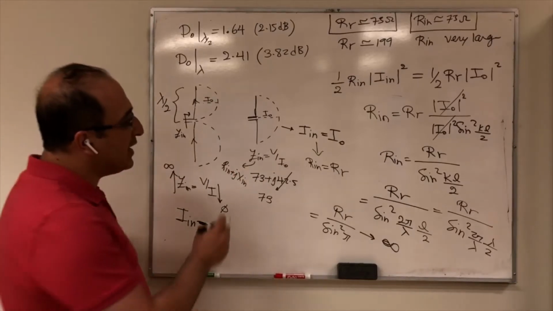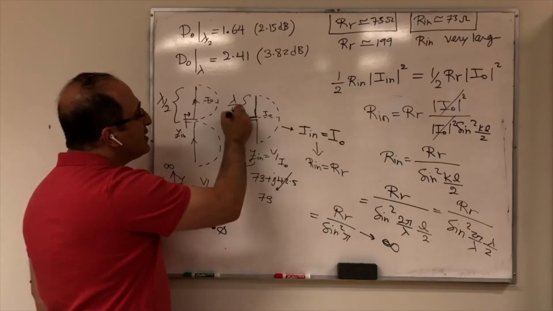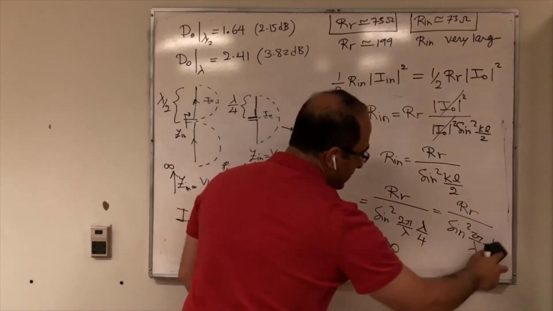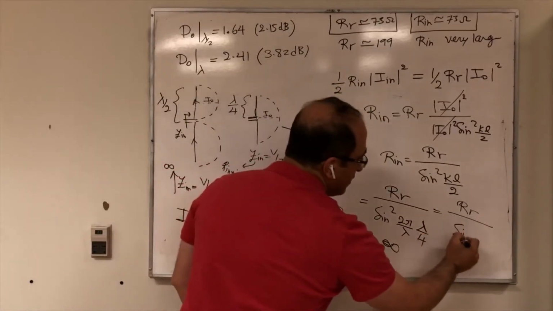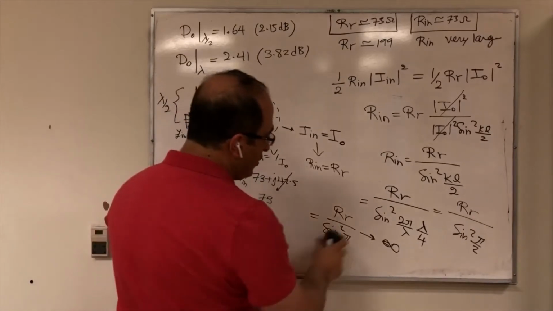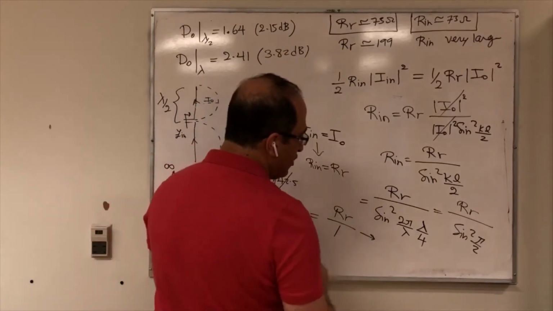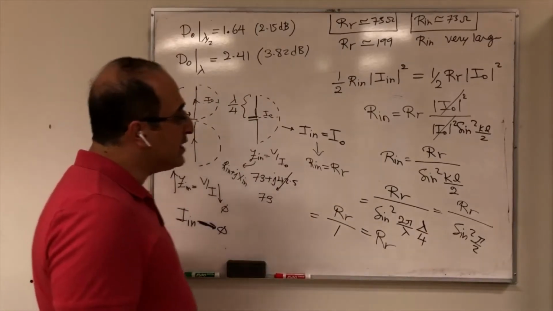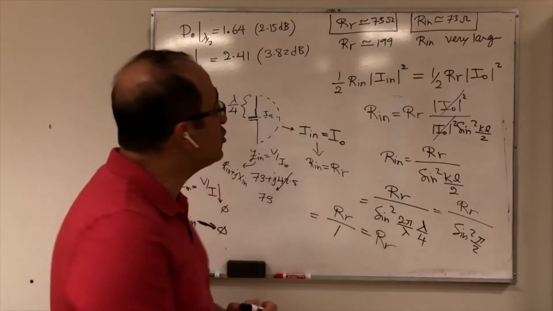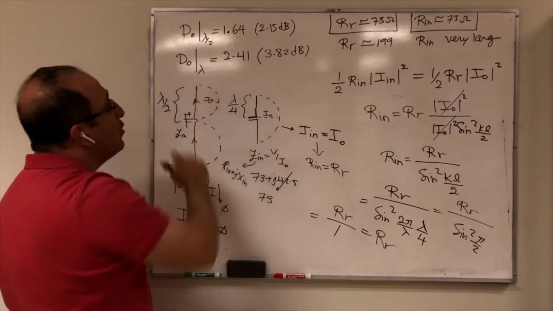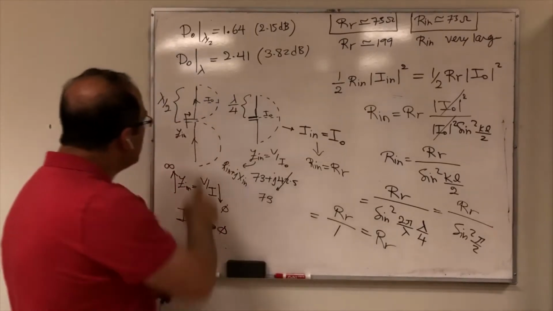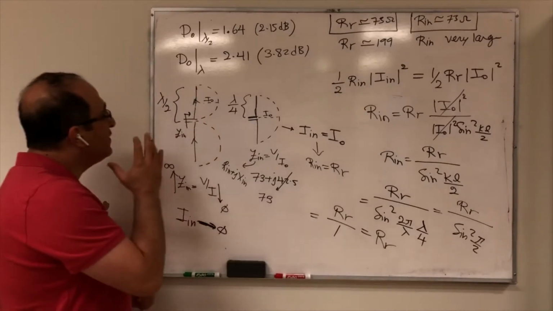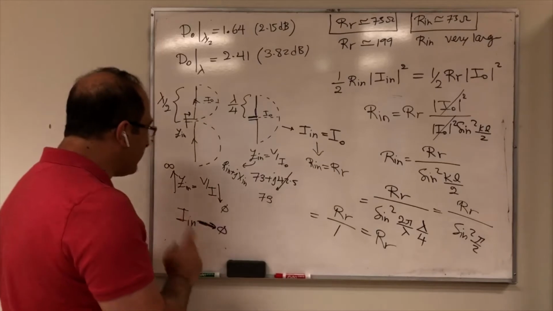But in this case, what is L divided by 2? This is half a wavelength in total, so this is lambda by 4. If you substitute L divided by 2 as lambda by 4, you get sine square of 90 degrees, and therefore you get RR divided by 1, which is RR. So your R in becomes essentially RR. You need to be careful about the input impedance. Don't look at directivity only; also make sure that the input impedance is fine. You don't want the current going to zero at the input port, otherwise the input impedance becomes very large. This is the situation we have here, and that's one thing I wanted to talk about.